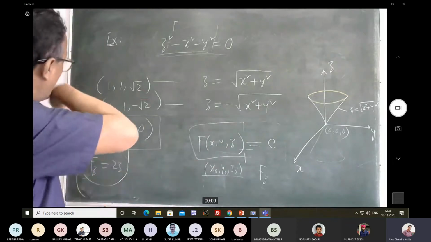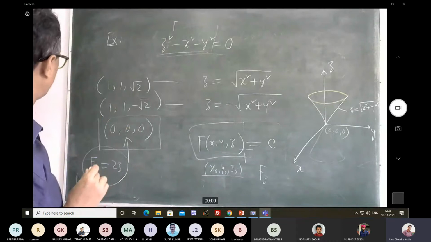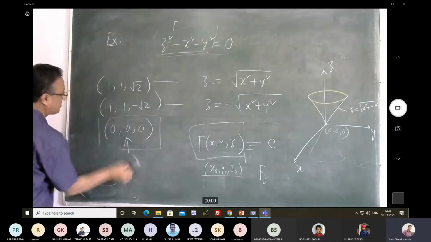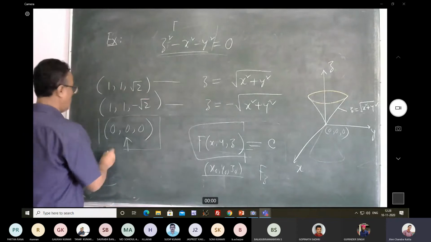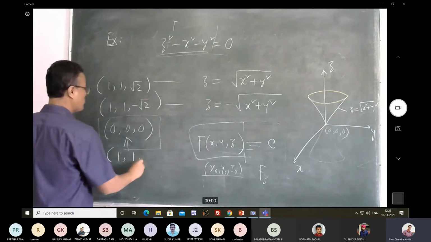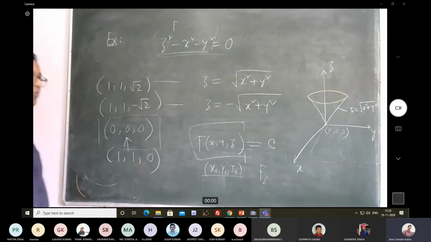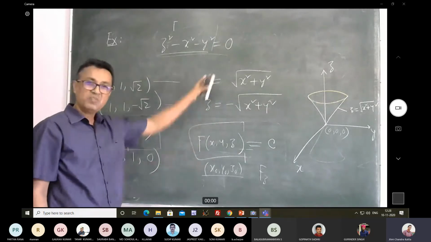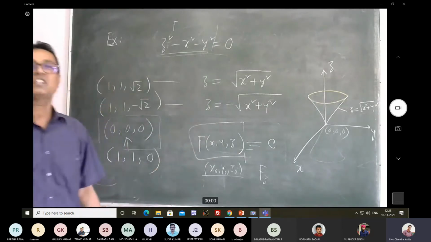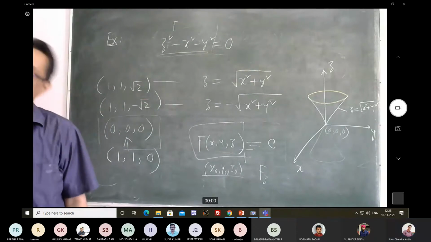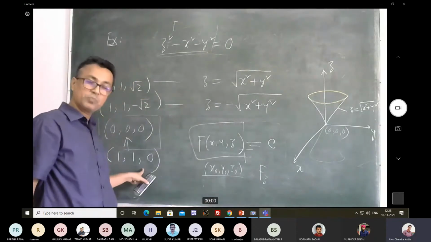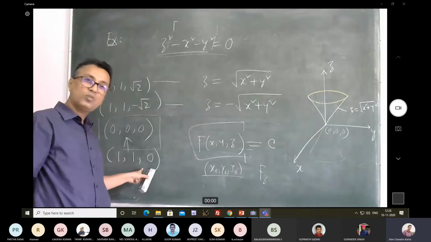Okay, now just one thing. Let me change this point. So suppose I take the point (1,1,0), right? This still tells me, by the implicit function theorem, that you cannot get z in terms of x and y, in the neighborhood of this point. Is it okay?